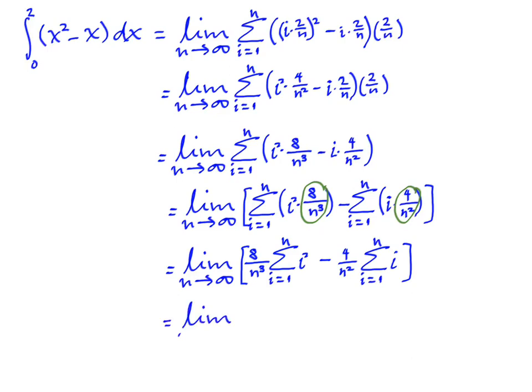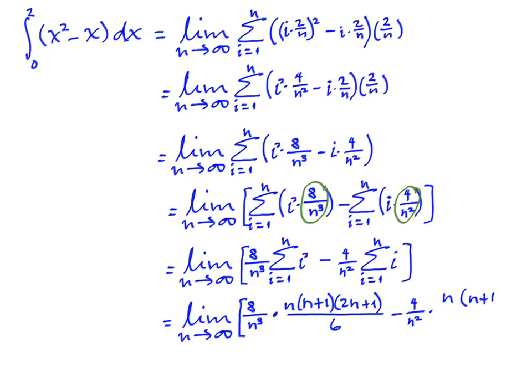So we've got the limit as n approaches infinity of 8 over n to the third times, now the sum of the squares of the first n integers is n times n plus 1 times 2n plus 1 all over 6. Then we're subtracting 4 over n squared times, and then we're going to use the first formula in that theorem, Gauss's formula. That one is n times n plus 1 over 2.